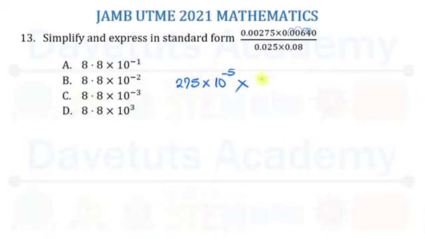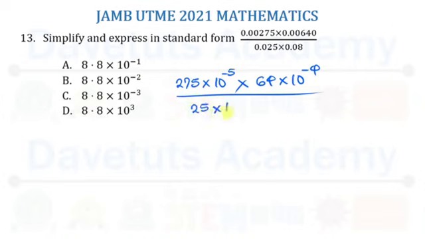So this will be times 64 times 10 raised to power minus 4, okay, divided by, I'm moving this 1, 2, 3, okay, so I'm having 25 times 10 raised to power minus 3, and then I'm moving this 1, 2, I'm having 8 times 10 raised to power minus 2.